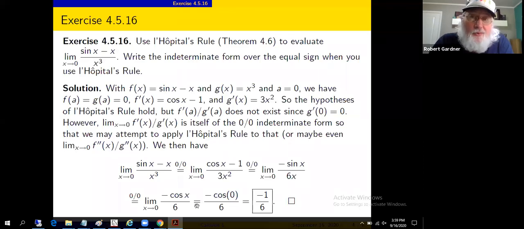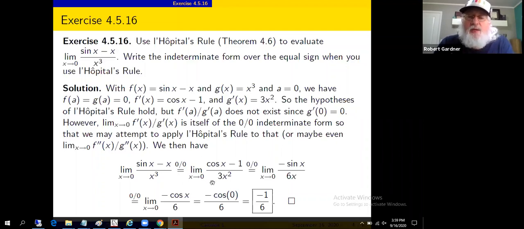And don't do the L'Hopital's rule thing again, because this is not of an indeterminate 0 over 0 form, or the other form for that matter. X approaches 0. That cosine function is continuous. We can substitute the 0 in. We get negative cosine 0 over 6. Cosine of 0 is 1. The answer is 1/6.